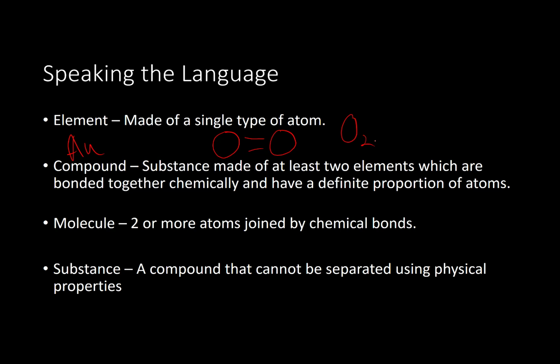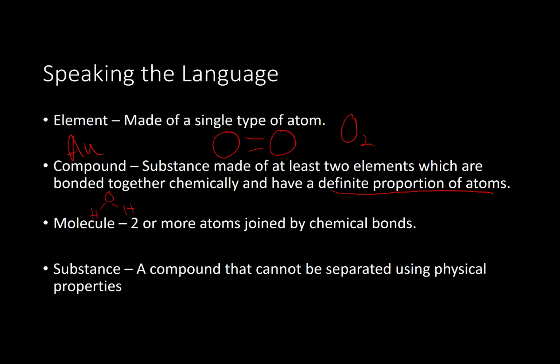Secondly, a compound. A compound is a substance made of at least two elements which are bonded together chemically and have a definite proportion of atoms. Let's go to our simple example we've already talked about. O bond H bond H. We all know that this is an example of water. It has two different elements involved in it. It's got oxygen and hydrogen. So we wouldn't call water an element because it has two different types of atoms chemically bonded together. And something else important is that it has definite proportions of atoms.